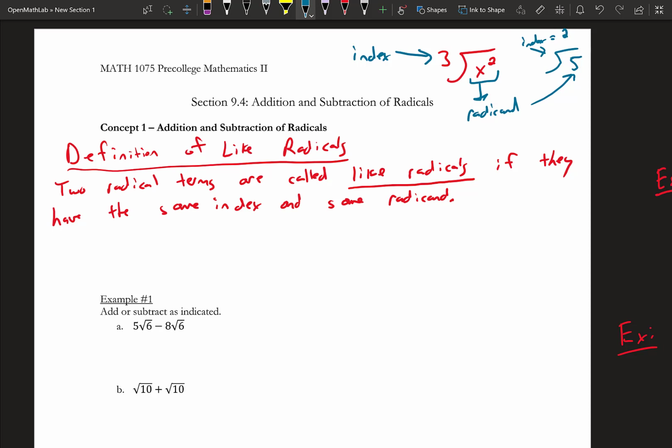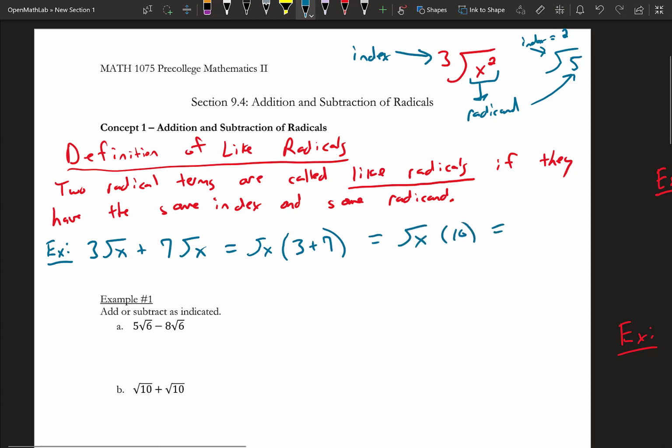All right. So just a quick example of this, to help you see it. If I have 3 square root of x plus 7 square root of x, then just like before, I could factor out the square root of x, so then we're left with 3 plus 7. This becomes square root of x times 10, and then I could apply the commutative property of multiplication, which says that it doesn't matter the order I multiply things in. 2 times 3 is 3 times 2, so this just becomes 10 square root of x. Just a little easier way to write that.